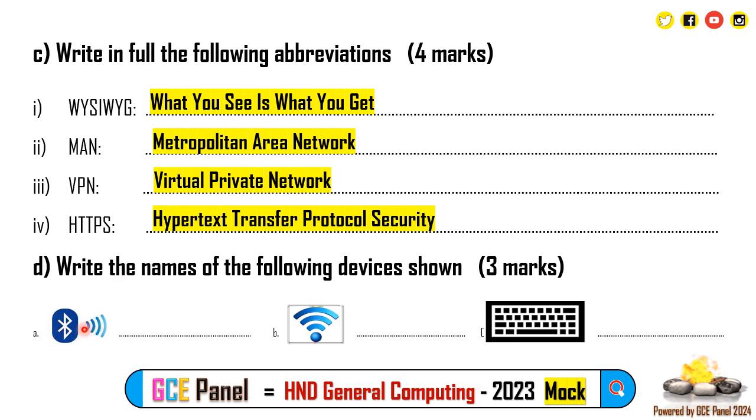The D part, write the names of the following devices shown. And this first one is very common, you already know it. That's Bluetooth, right? So it's Bluetooth. The next one is Wi-Fi. And the last one is a keyboard.